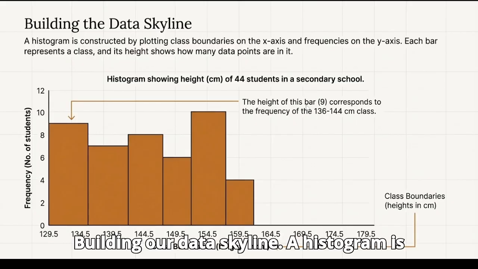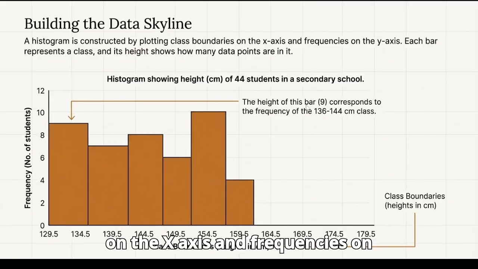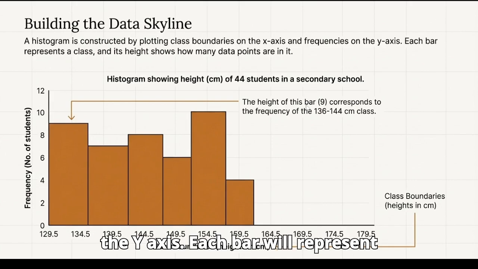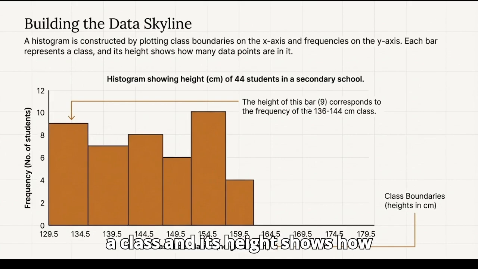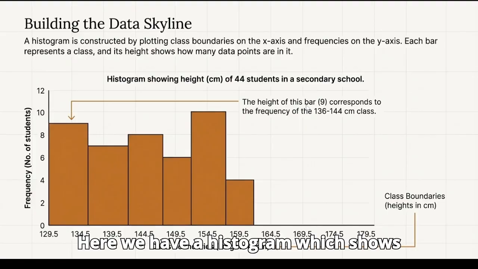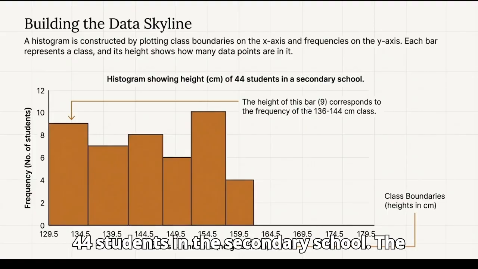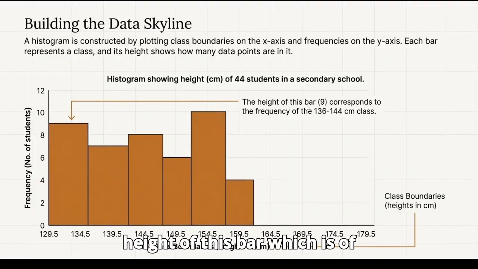Building our data skyline. A histogram is constructed by plotting class boundaries on the x-axis and frequencies on the y-axis. Each bar represents a class and its height shows how many data points are in it. Here we have a histogram which shows the heights in centimeters of 44 students in a secondary school. The height of this bar, which is a rectangle, is 9.